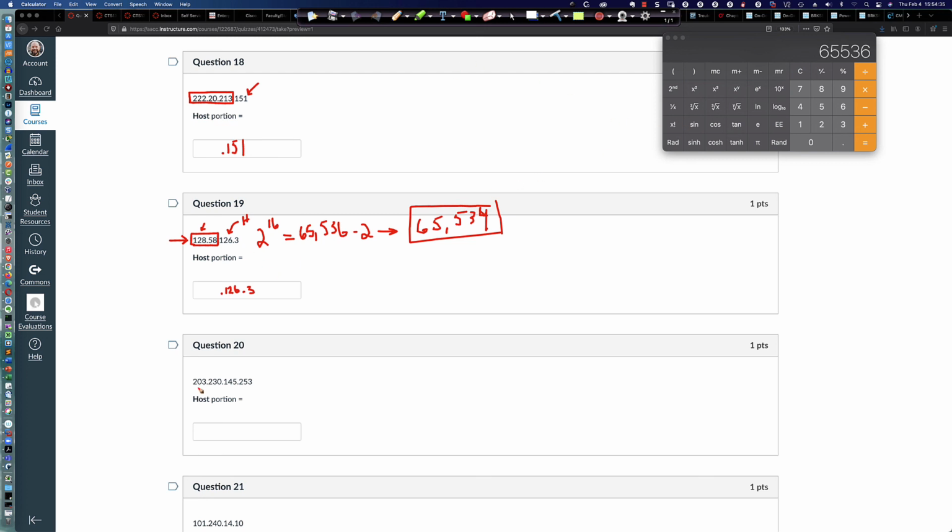All right. So let's come down to number 20, the last one here, which is 203. Well, we know that that's going to be in that Class C range, 192 to 223, meaning my answer will be 253. That is the host portion of the address. The first 3 octets, the first 24 bits, that is the network portion of the address. Again, we're talking about classful boundaries in terms of the subnetting. And again, this is kind of going to slow walk us into what happens when we start to subnet.